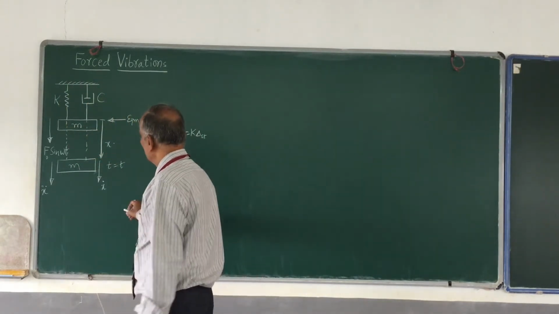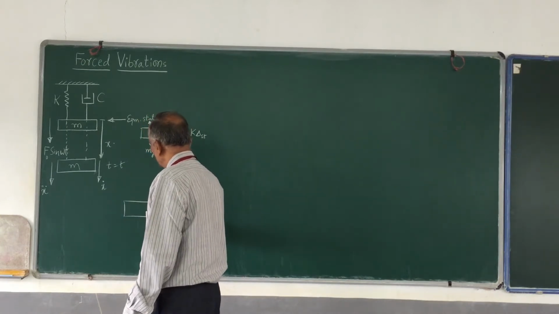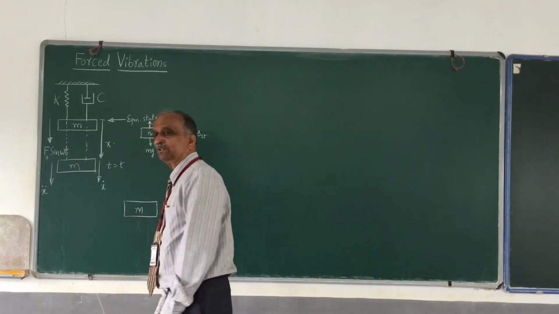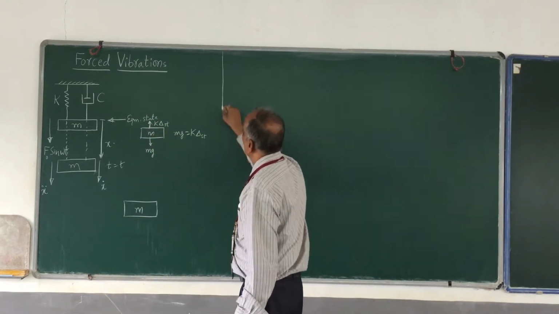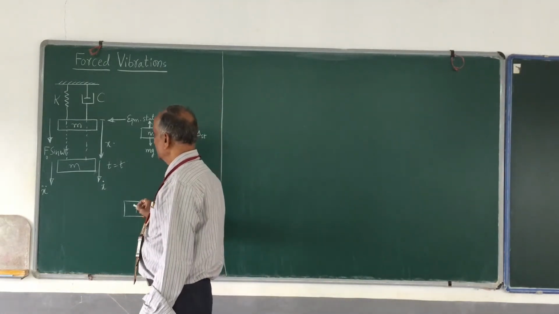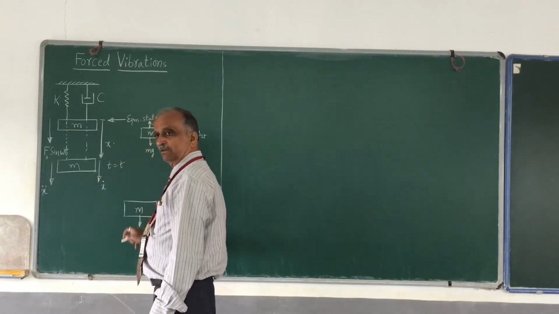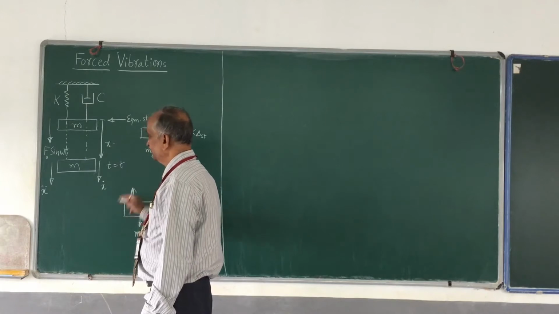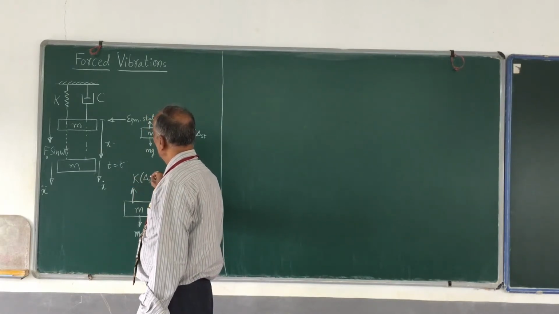Okay. So now let me draw the free body diagram of this. Why am I drawing a free body diagram? Because I want to write down the equation of motion. Ultimately that is going to be a differential equation of motion. So what are the forces? You know, mg is there. And the spring will try to pull it up. What is that? k multiplied by delta st plus x.